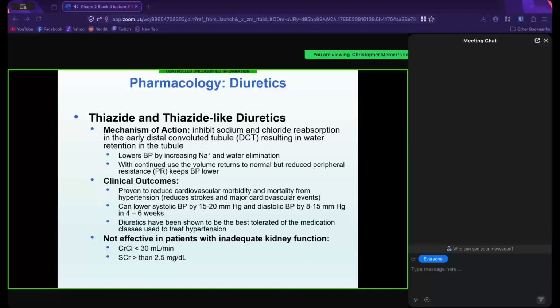They're not good for everyone. You definitely need to know the renal precautions with the thiazides, right? Not effective if you have inadequate kidney function. So if your creatinine clearance is below 30 and serum creatinine greater than 2.5, we're not using thiazides. And that's for future lectures, to talk about what we will use. But just remember there are renal precautions with the thiazides.